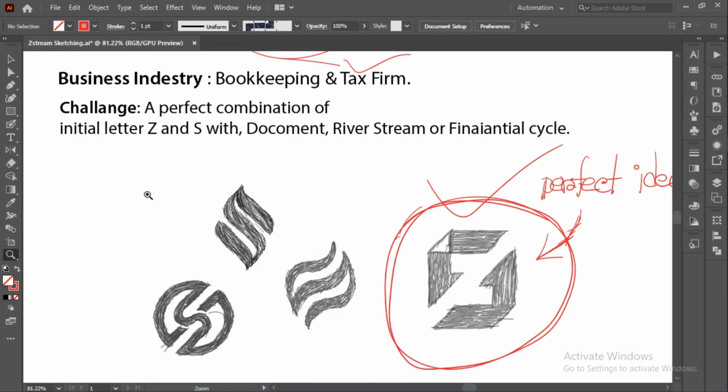I asked him a question about what kind of combination he wanted to see. Then he said, we are looking for a perfect combination of initial letters J and S. You can add a document sample because most of the time we work with a lot of documents. And of course, if you reflect reverse stream or financial cycle in a creative way, that will be perfect.